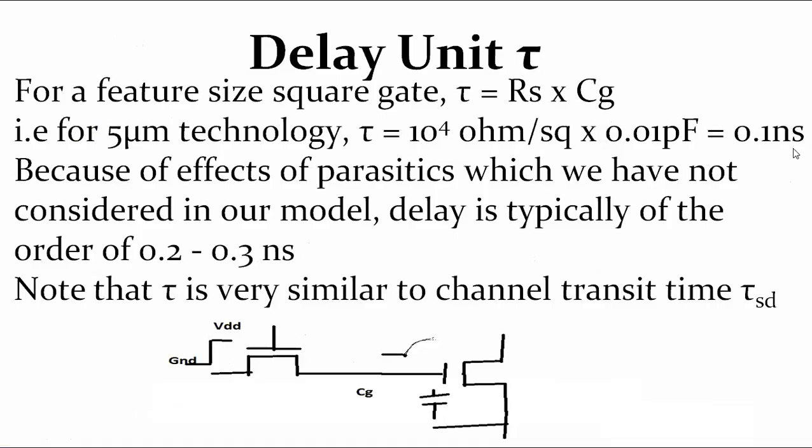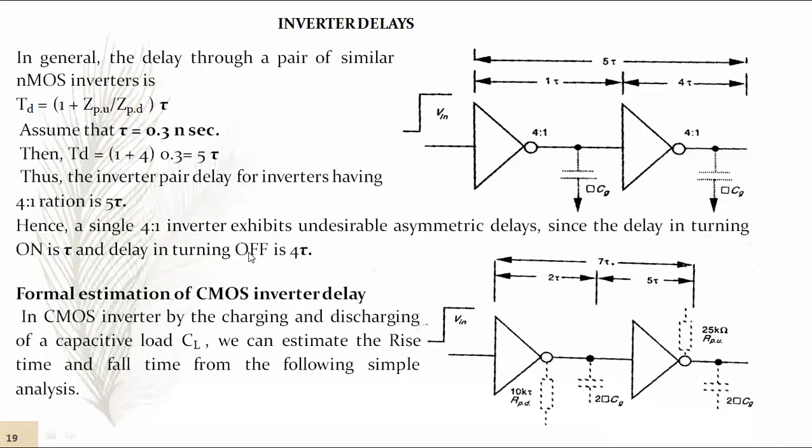Here just see that we have assumed this tau. The order of the delay is 0.2 to 0.3 nanoseconds for a 5 micrometer technology. This is a value 0.2 to 0.3. We have assumed that 0.3 is the maximum value. We took that value for calculating the inverter delay. This is total 5 tau. Tau is equal to 0.3. 0.3 into 5, that is 1.5 nanoseconds, is the delay for the inverter driven by another inverter.